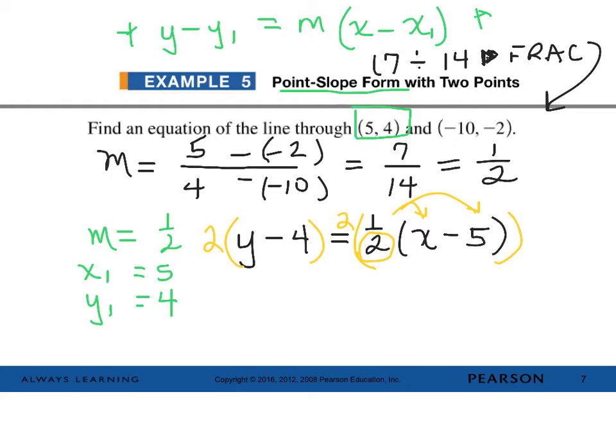And when we multiply both sides by 2, 2 times y is 2y. 2 times negative 4 is negative 8. 2 times 1/2 gets rid of the 1/2 and leaves us with just 1. And since 1 times x minus 5 doesn't change anything, then 1 times x is just x, and 1 times minus 5 is minus 5.